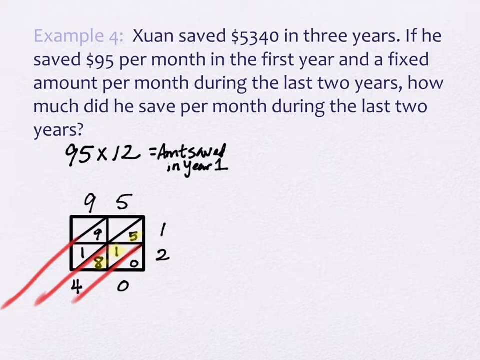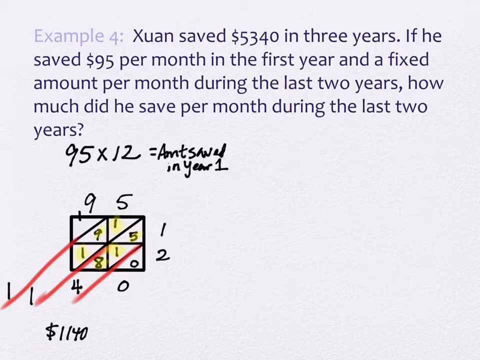So I write down a 4 and I carry my 1. And then I add up the 1, 9, and 1, and I get, what did I get? 11. So I do a 1. I technically would carry a 1, and it would be in this next placeholder over here, but there's 1140. Okay, so he saved 1140 during his first year.